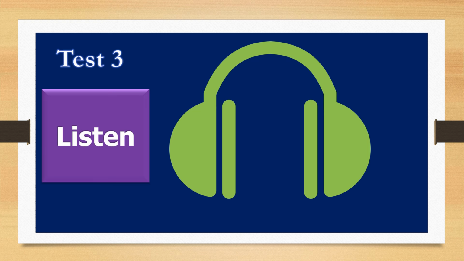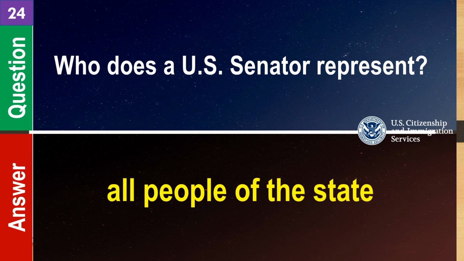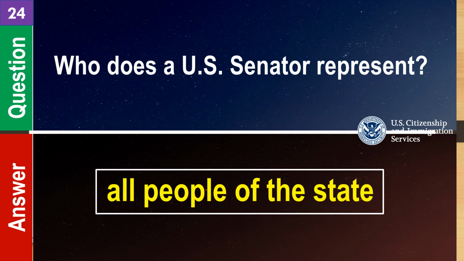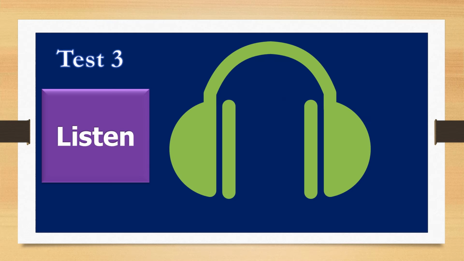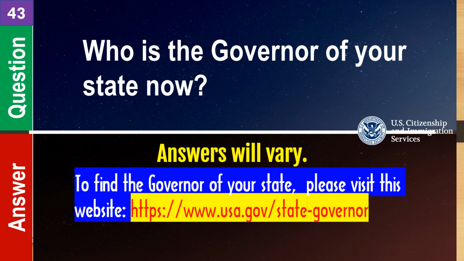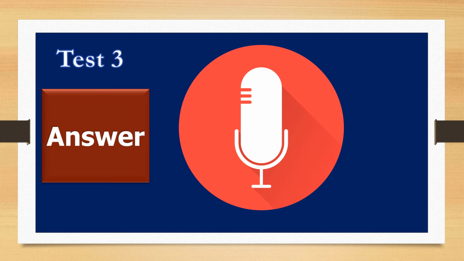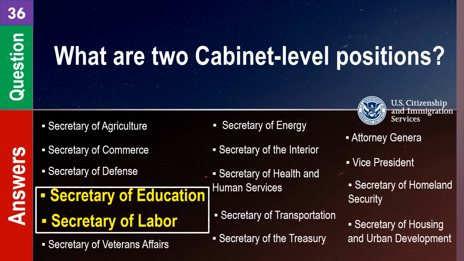Who does a U.S. Senator represent? All people of the state. Who is the governor of your state now? Answers will vary. To find the governor, please visit. What are two cabinet-level positions? Secretary of Education, Secretary of Labor.